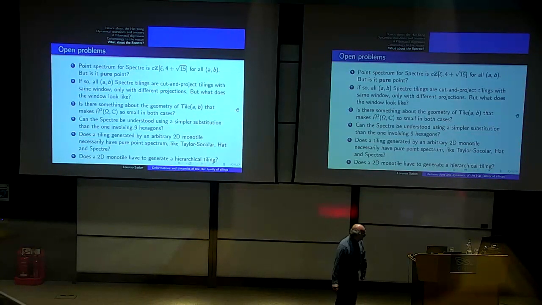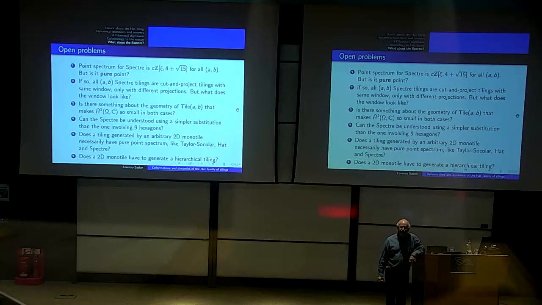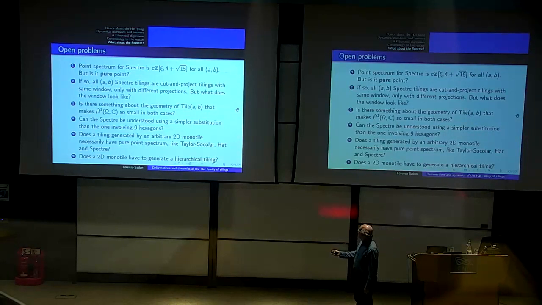Does that reflect some particular structure to the hat tile itself? Maybe. We don't know. It's an interesting question and we're working on it. Okay. The spectre is written as a substitution involving 9 hexagons. You can do it with 2 tiles, but then it doesn't force the border. If you want to have proper topological control, you need 9 hexagons.